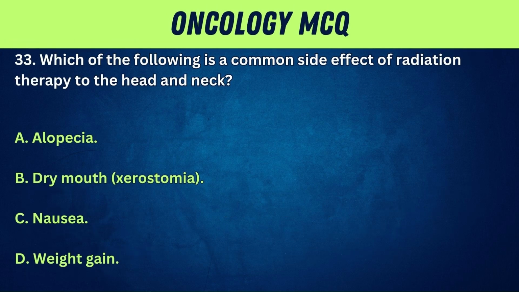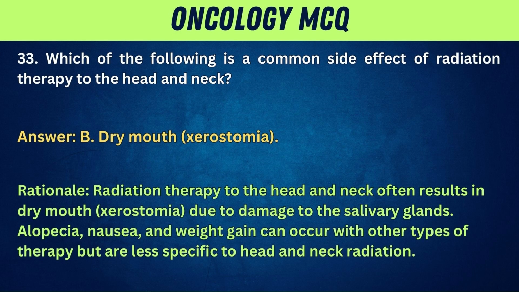33. Which of the following is a common side effect of radiation therapy to the head and neck? A. Alopecia. B. Dry mouth, xerostomia. C. Nausea. D. Weight gain. Answer: B. Dry mouth, xerostomia.